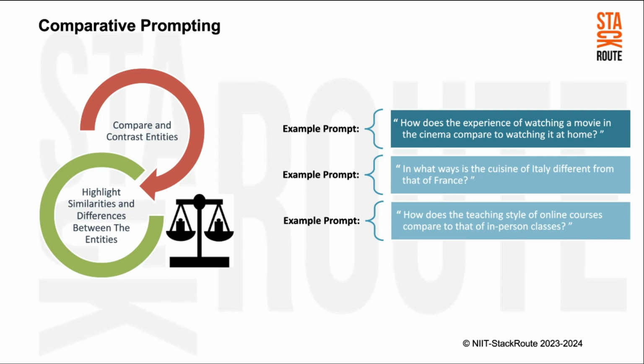As you can see, some example prompts are provided on the screen. The first one is, how does the experience of watching a movie in the cinema compare to watching it at home? Second, in what ways is the cuisine of Italy different from that of France? And the last one, how does the teaching style of online courses compare to that of in-person classes? You can see a sense of comparison in all the example prompts. Now let us execute these examples in ChatGPT.